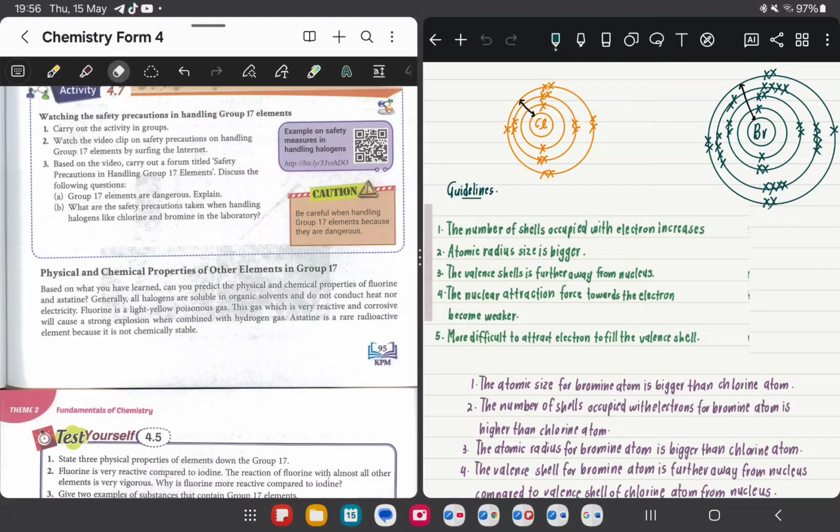Okay, so literally group 17 is totally different from your group 1. Okay, your group 1, they need to donate the one electron. Your group 17, they need 1 electron. They must accept 1 electron from other sources, from other elements. Okay, that's the difference between both of these groups.